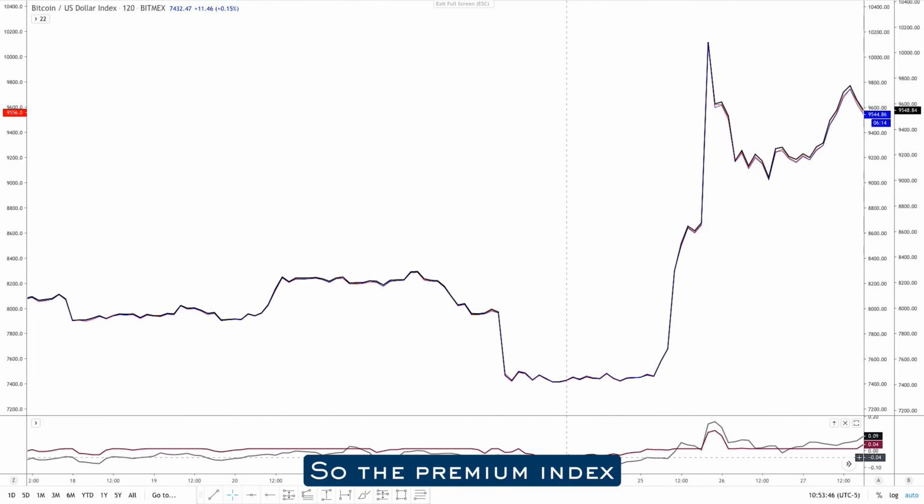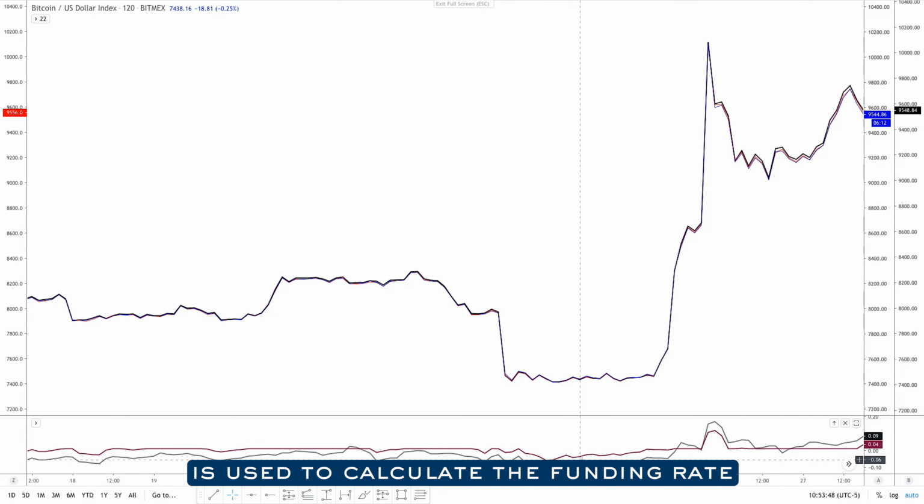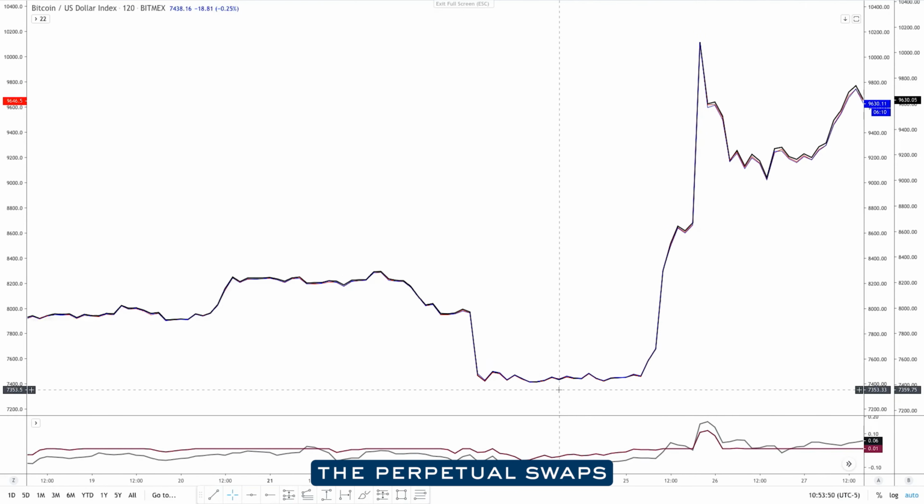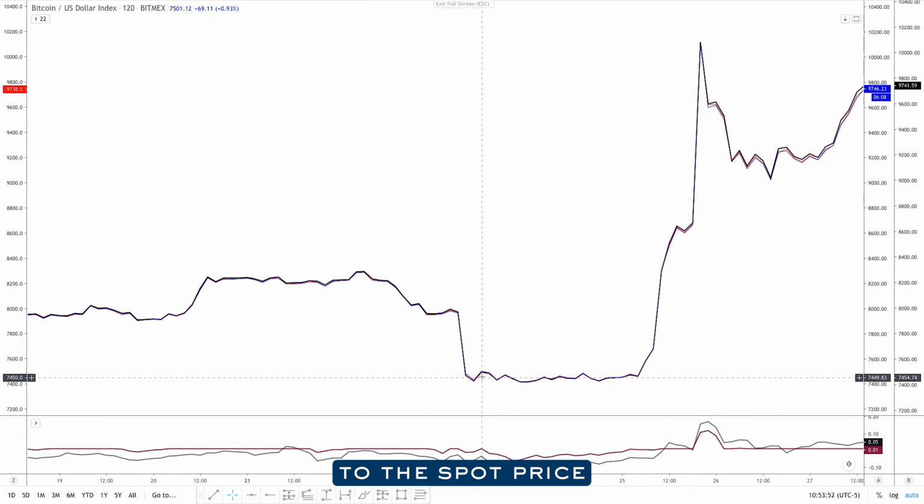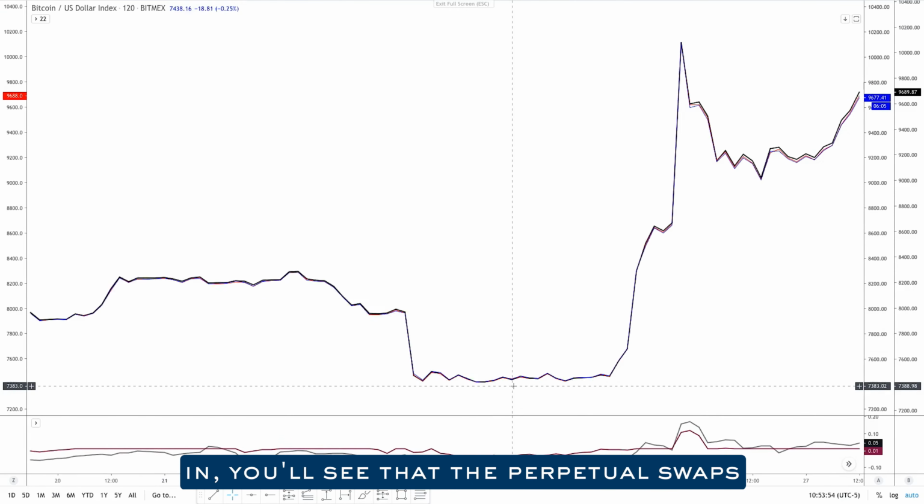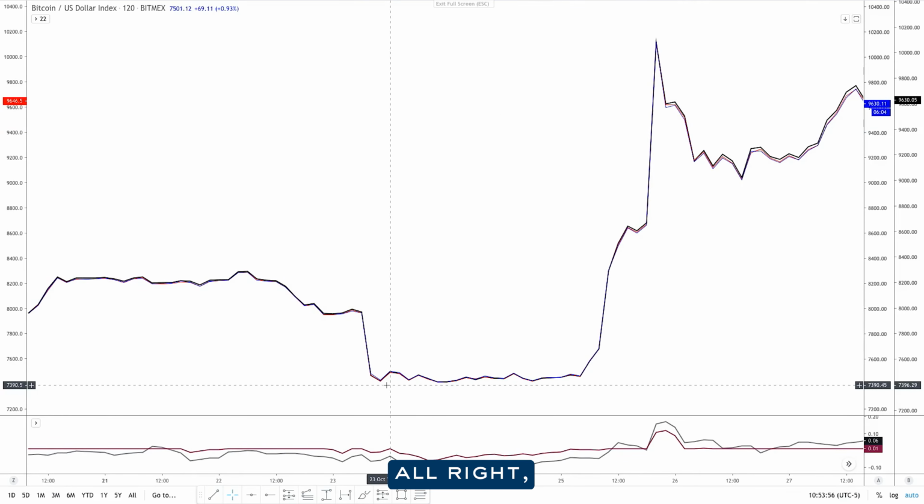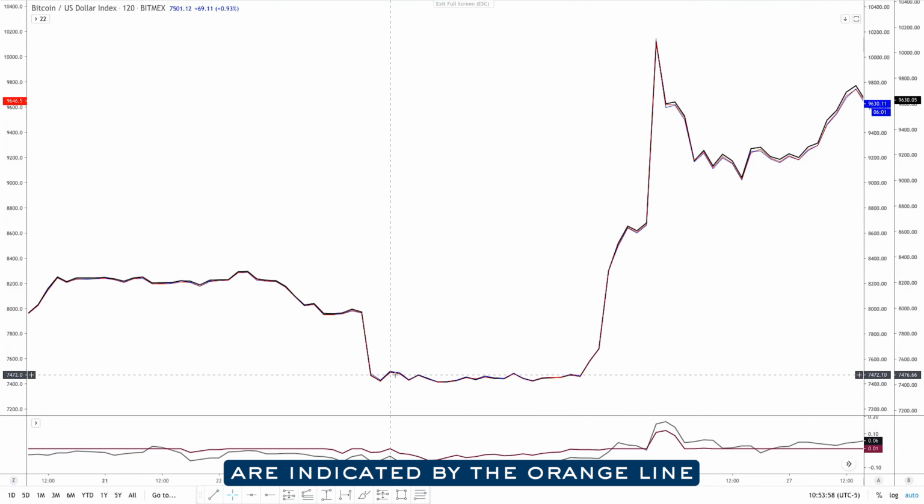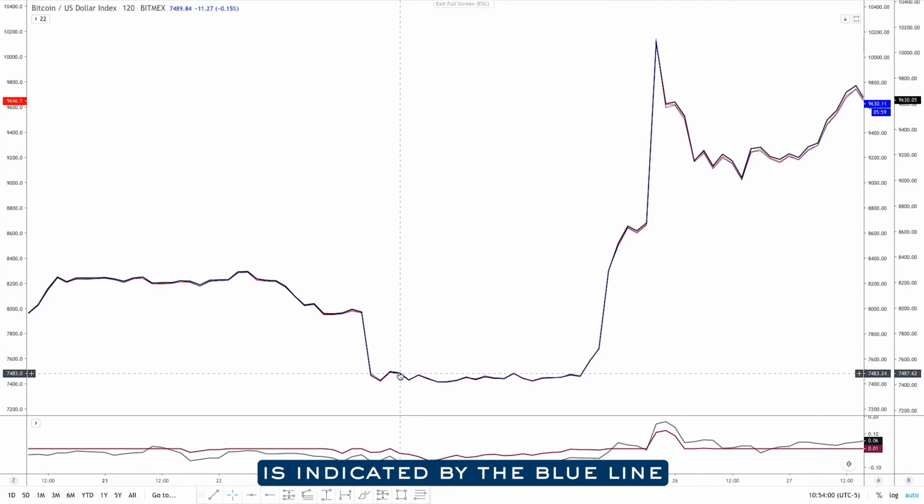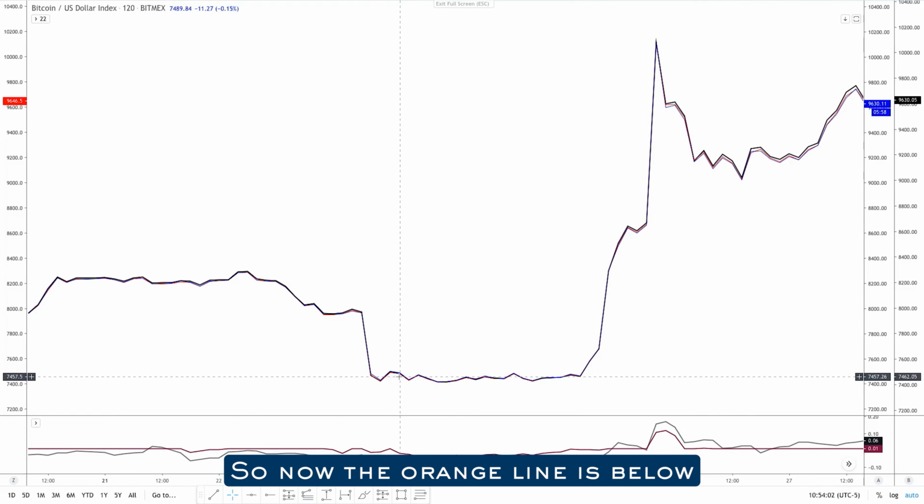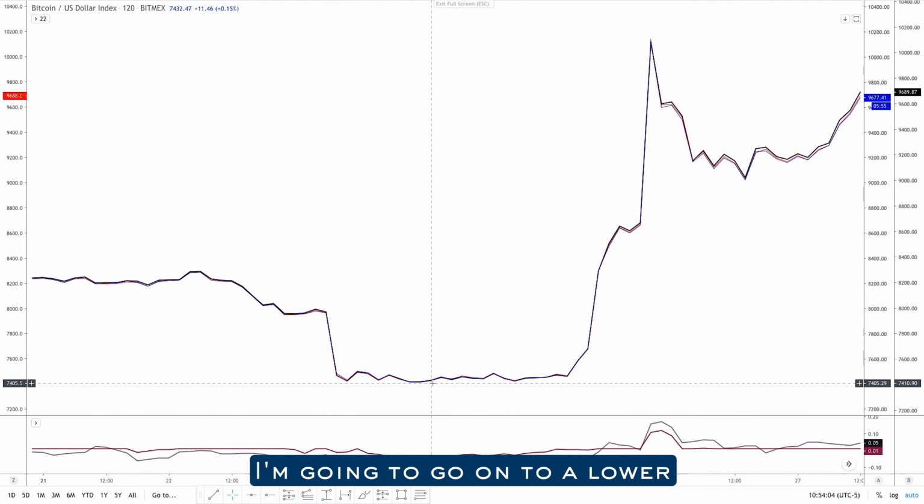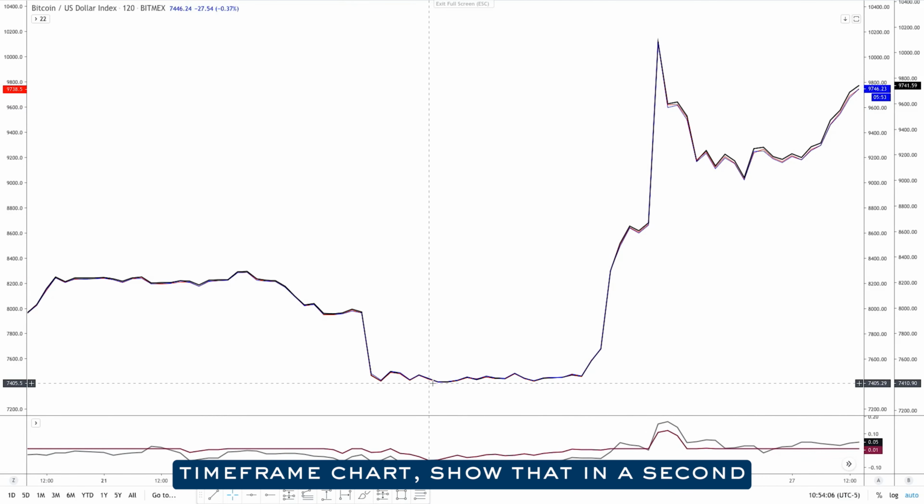The premium index is used to calculate the funding rate, but in this case, the perpetual swaps are trading at a discount to the spot price. If you zoom in, you'll see that the perpetual swaps are indicated by the orange line, and the spot price is indicated by the blue line. So now the orange line is below the blue line. You can barely see it on this. I'm going to go on to a lower time frame chart to show you that in a second.